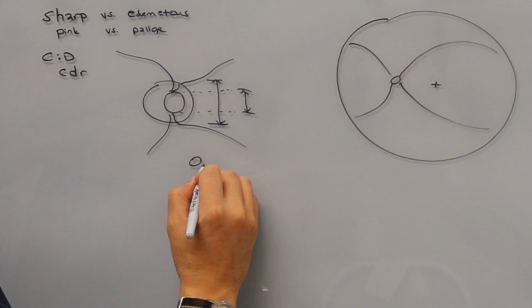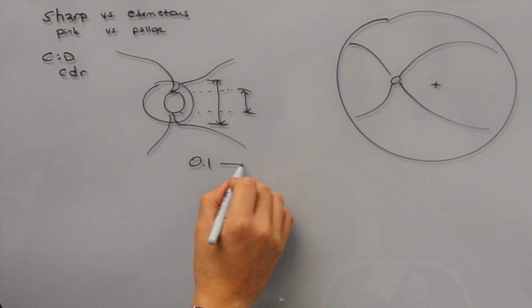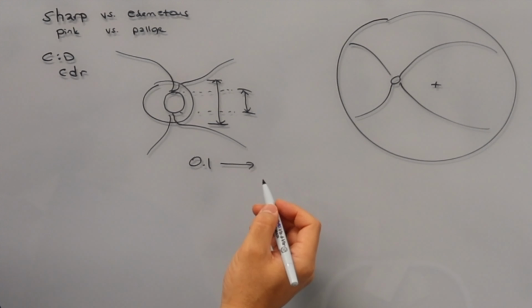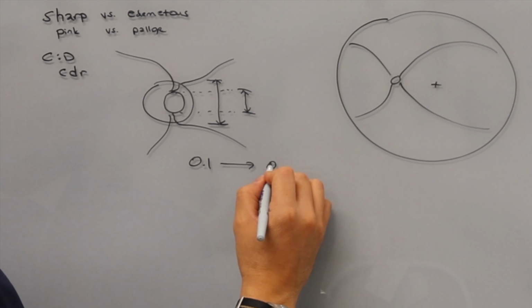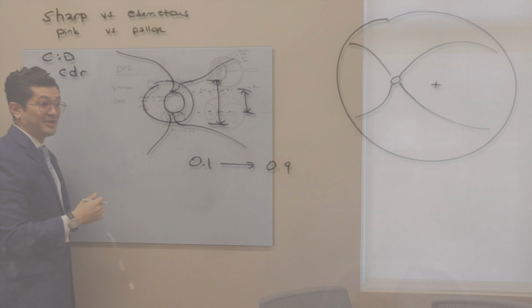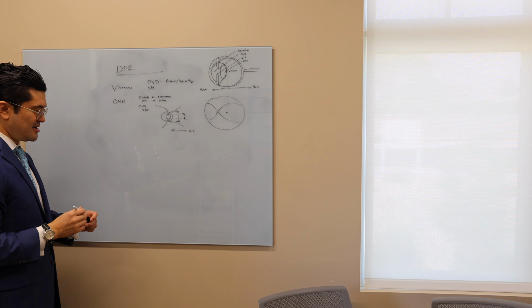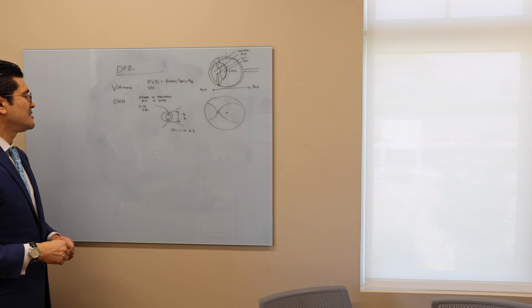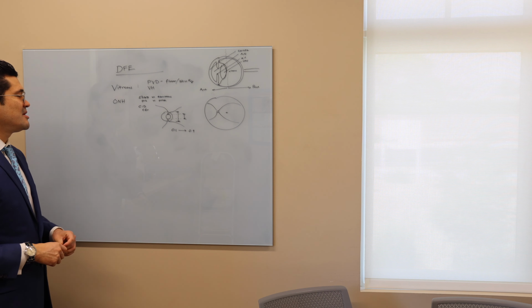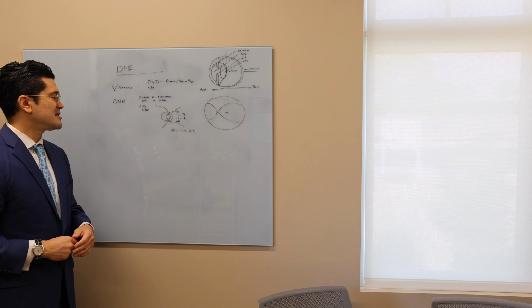So you'll see numbers like cup to disc is 0.1, or cup to disc is 0.2, 0.3, 0.4, 0.5, all the way up to maybe 0.9. Unless it's really bad, 0.99. That means we don't really see much of the cup, it's the whole thing. That is the cup to disc ratio. Really important to document that.